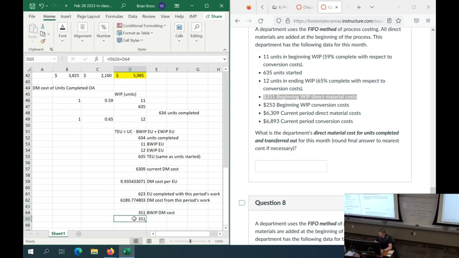I'll leave that. What did I do? Whoa. I had an extra 6 somehow. D62 plus D64, not D626 plus D64. Okay, so this should be our total DM cost for units completed and transferred out.